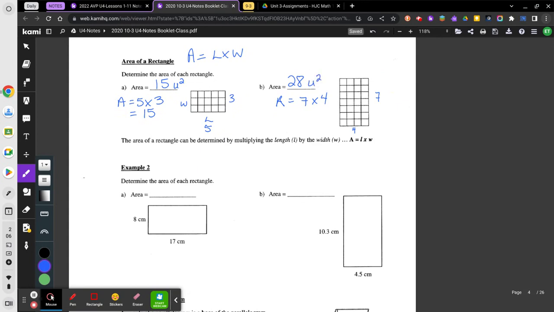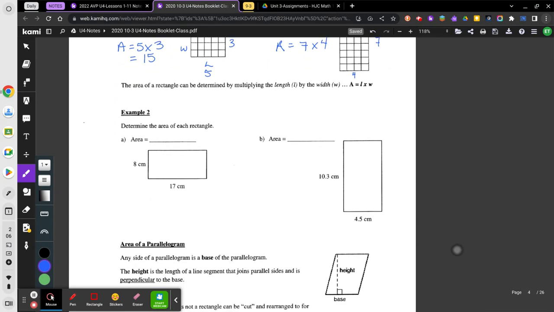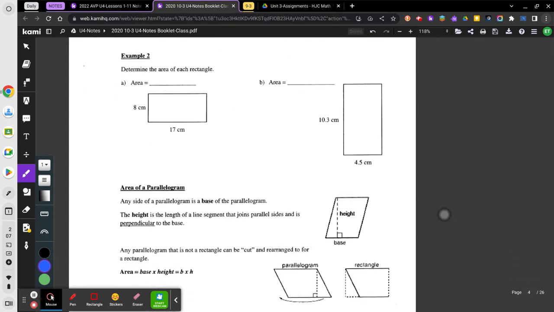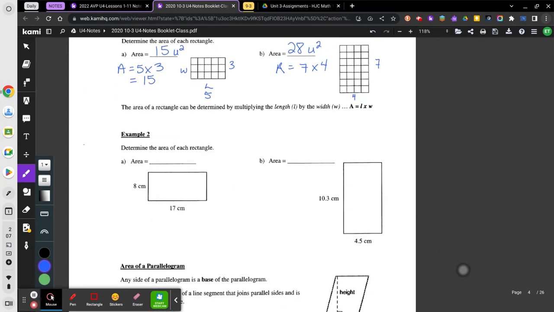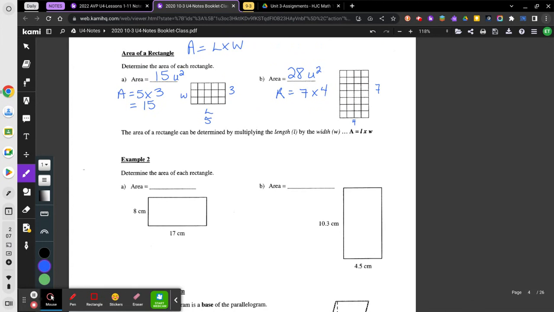Now we're going to look at some more challenging ones. All they've done is they've made the numbers over 10, and they've also added some decimals in there. That's what makes them a little bit more challenging, is they've got decimal numbers in there. So example 2, we've got 8 times 17. That's going to give us 136, and again, using our units, centimeters squared.